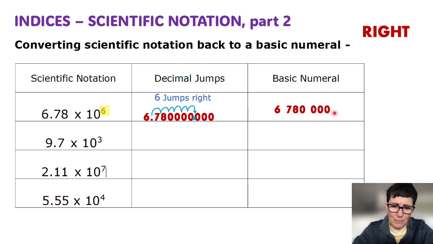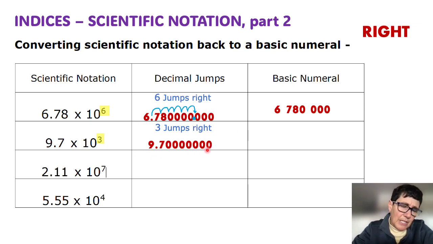All right, next example. 9.7 times 10 to the 3. This time we take 3 jumps to the right. So I'm going to set 9.7 up with a heap of zeros so I can jump. 3 jumps. 1, 2, 3. Move my decimal place there. And it looks like this. And again, the decimal place was here. Now it's here. Which I can put there if I want, but I don't have to.